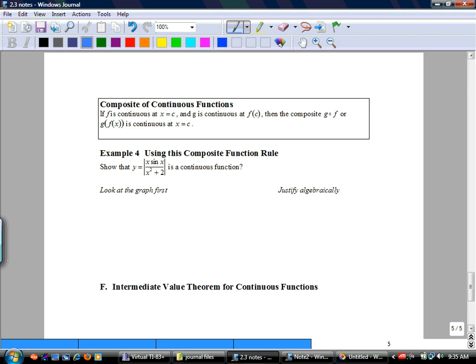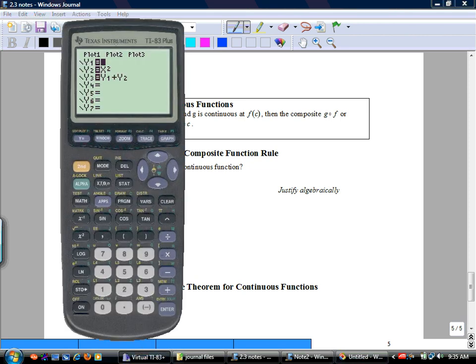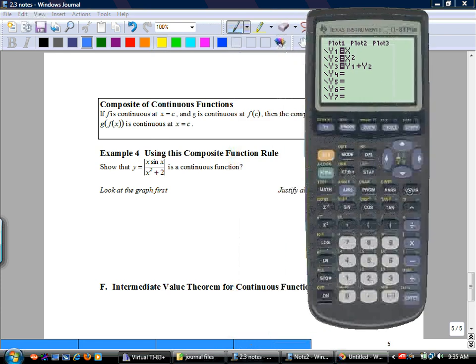Okay, look at the graph first. I'm going to throw that in my graphing calculator. You don't have to, you can just look at mine. Abs, I don't have any of those. x sine x, close bracket, divided by open bracket, x squared plus 2, close bracket.